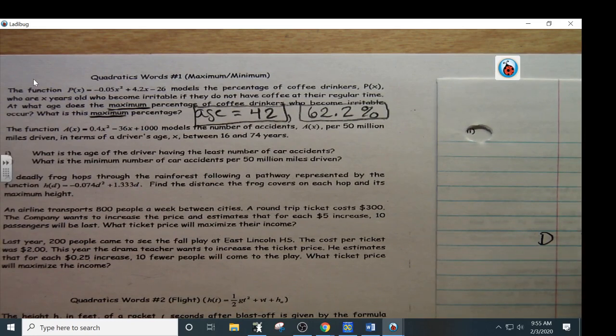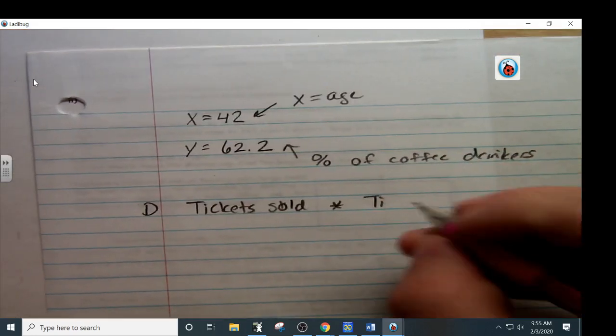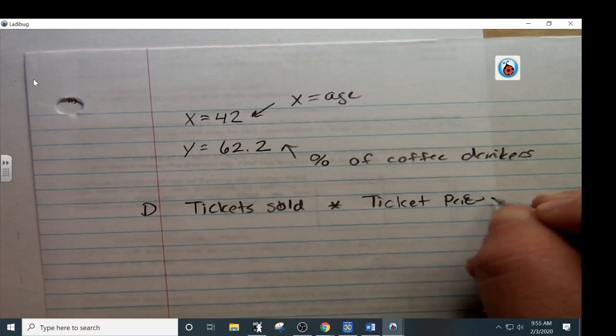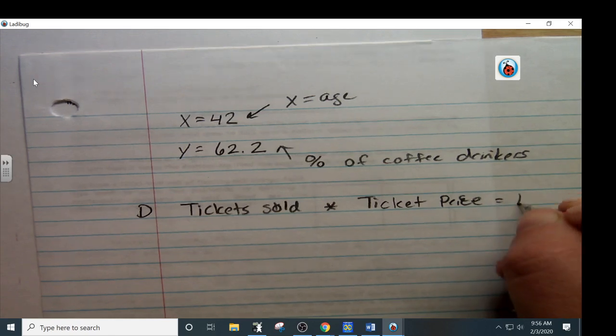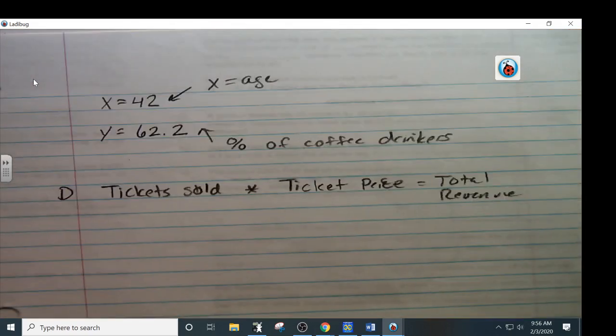Now, guys, tickets sold times ticket price equals total revenue. So beside letter D, tickets sold times ticket price equals total revenue. Because guys, that's how revenue works. It's how many things you sell times how much you get for each item that gives you your total revenue.